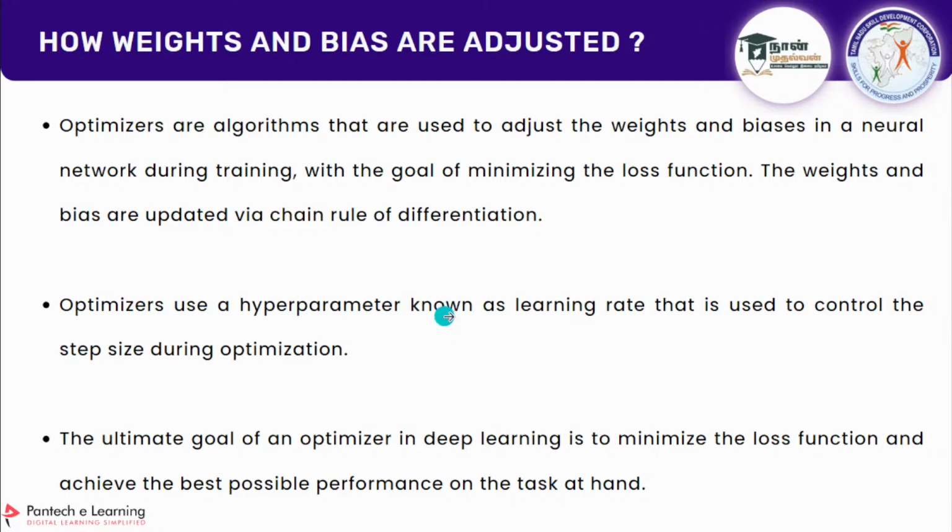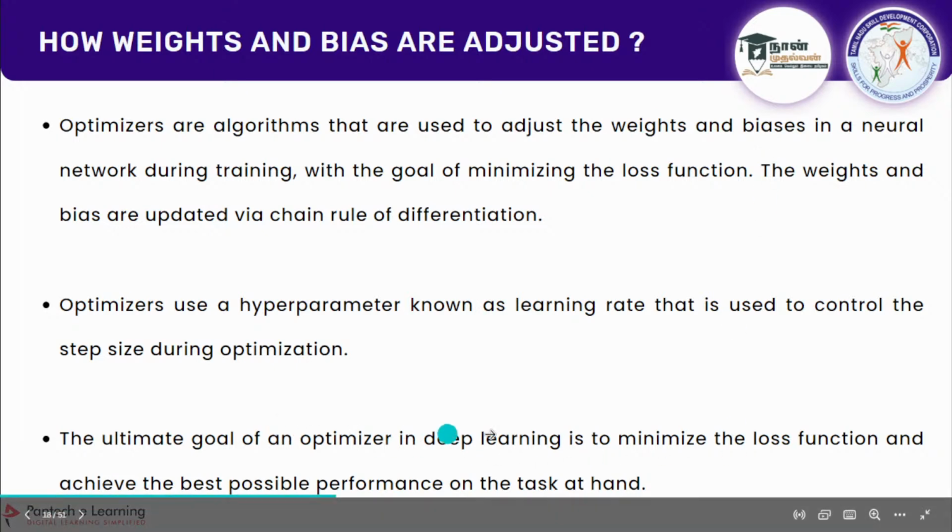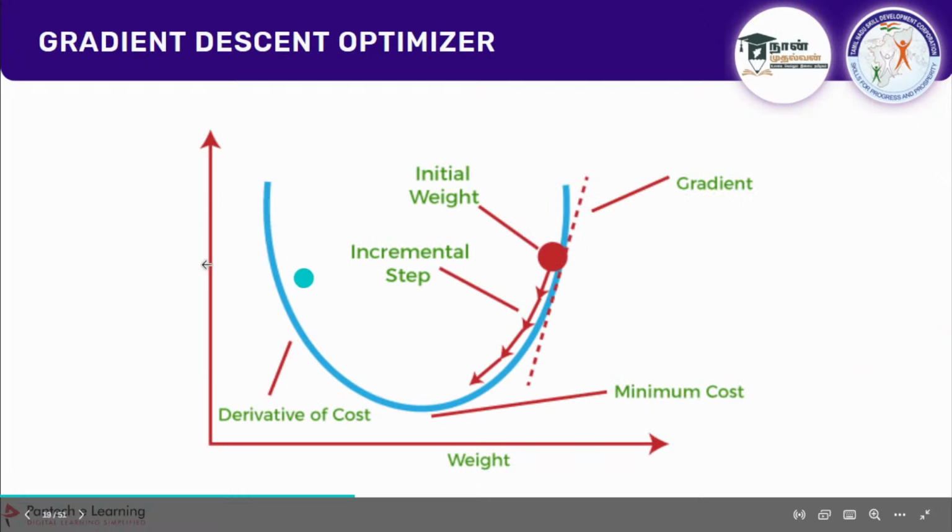Optimizers use a hyperparameter known as learning rate. Based on this learning rate, they are going to update the weights and bias. The ultimate aim is to reduce the loss function. Optimizers will do it.